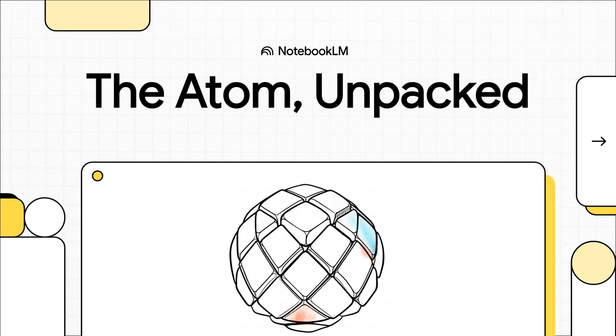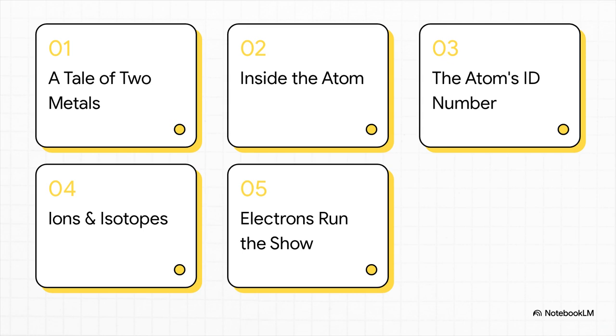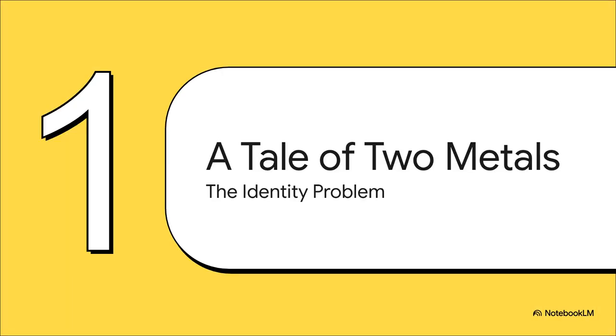So, in this explainer, we're going to dive deep and unpack the atom's blueprint to figure out what really makes each element tick. First up, we'll kick things off with a little puzzle about two very different metals. Then, we'll peek inside the atom to meet the particles that live there. After that, we'll learn how to read an atom's unique ID number and explore some of its alternate versions. And finally, we'll reveal the one thing that's really running the whole show. All right, let's get started with that puzzle.